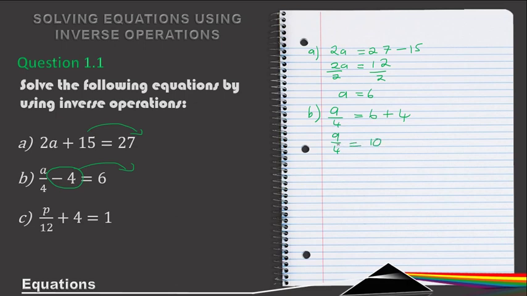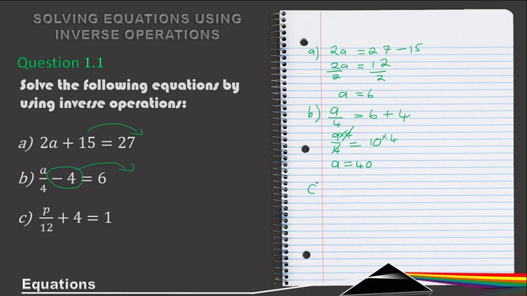Now I have this 4 to get rid of. Now this 4 is divided. A is divided by that 4. So what do I do to get rid of something that's divided? I multiply both sides by that number, because then this will cancel with that one, and then I just have A equal to 40.